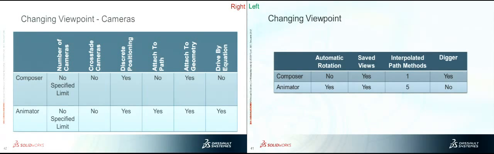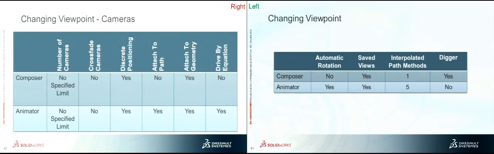When we deal with cameras to change our viewpoint, in both programs we really have no limits on how many cameras you can put in the animation, but you can only look through one of them at a time. Crossfade of cameras, in other words, when you change from one view to another, if you ever watch a movie, it just doesn't snap like that. One kind of fades out while the other comes in. Neither of us can do that. We have to go out to third parties to do that.